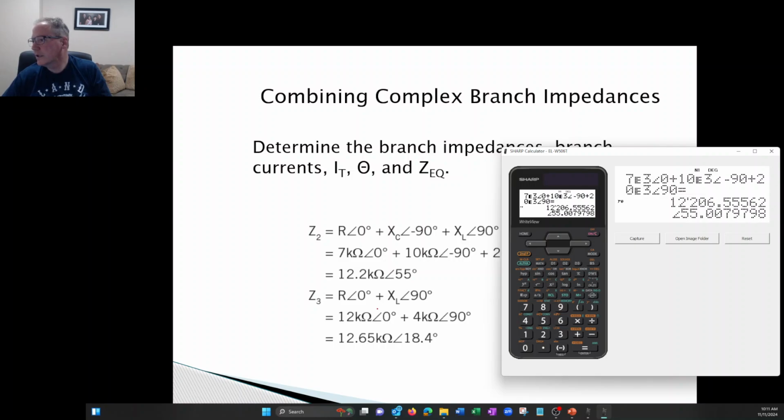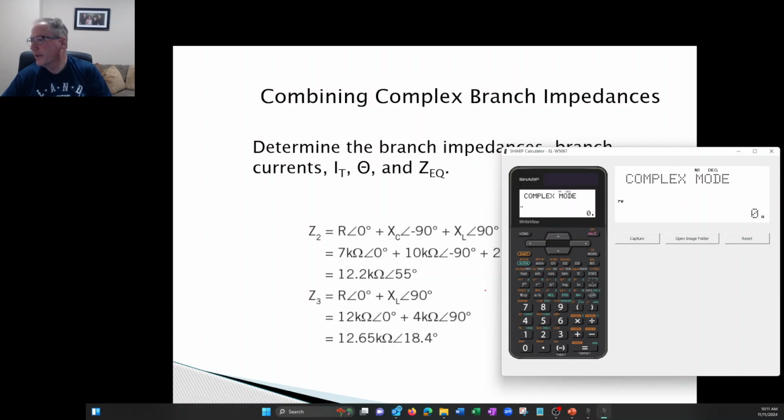12.206. Hold on, I must have added 10K here instead of. Okay, that should be 7K angle 0 plus 10K plus 20K. Oh yeah, it's 12.2K at an angle of 55. So that's correct. 12.2K angle of 55.